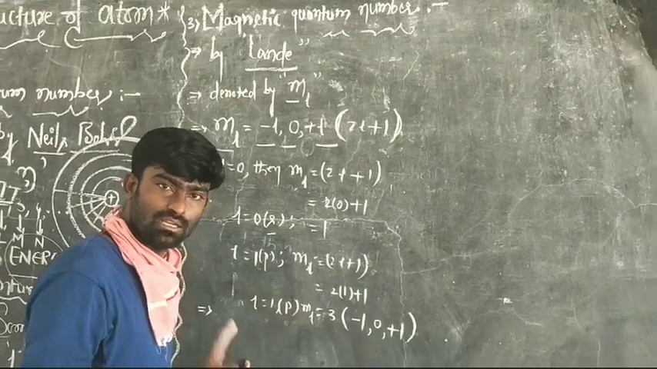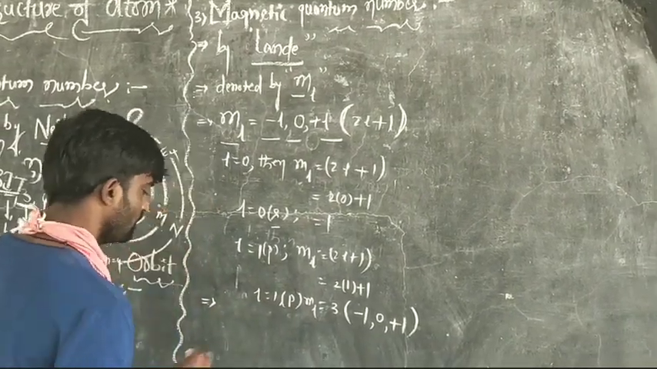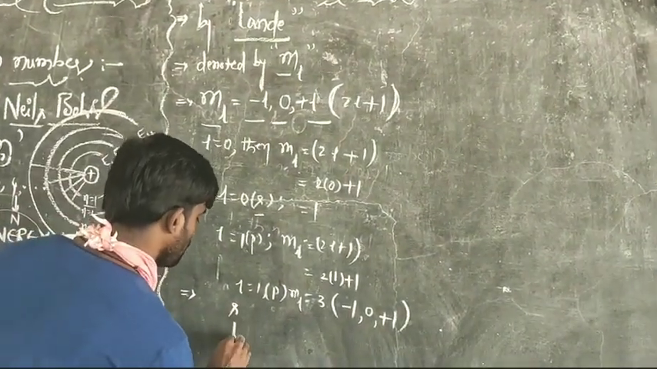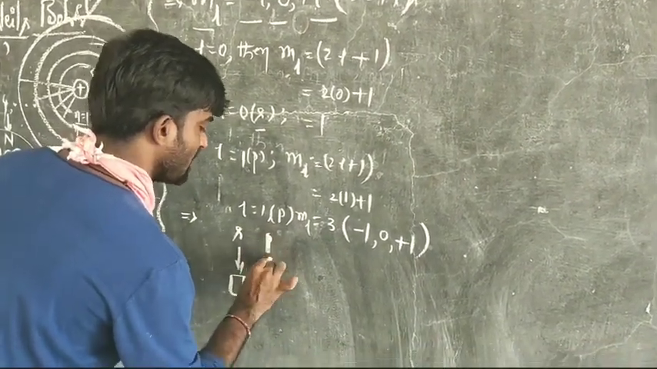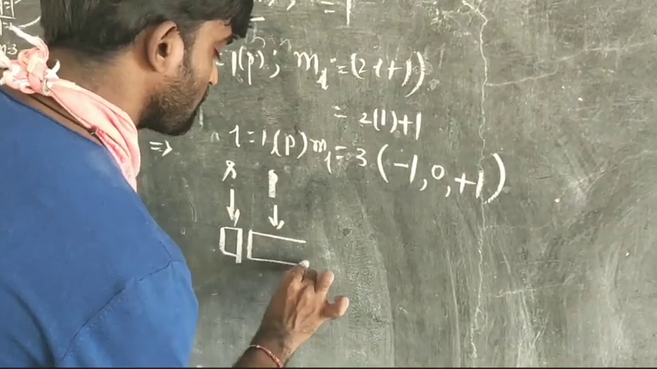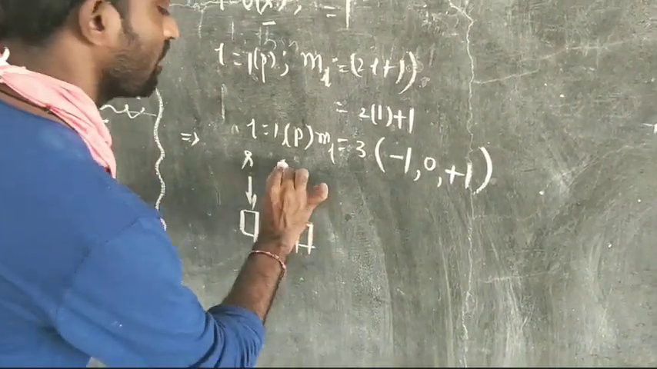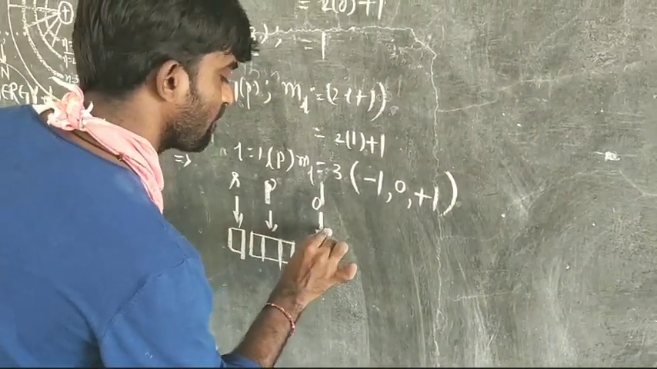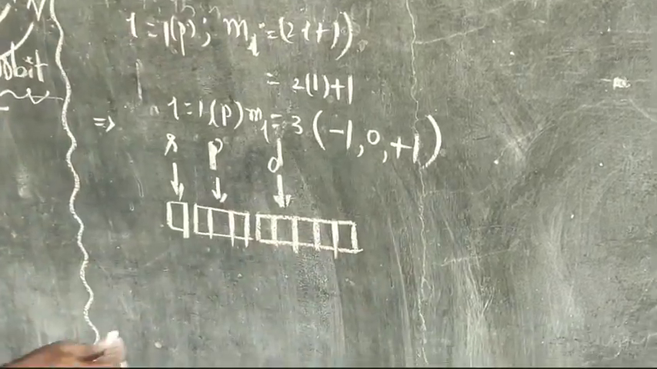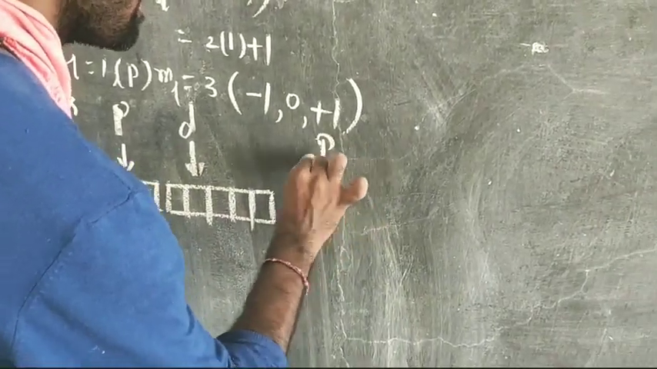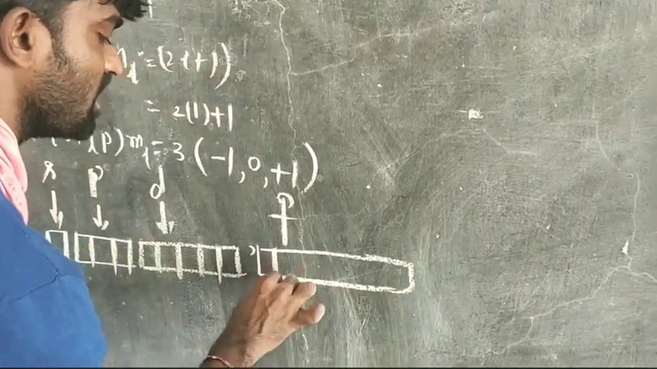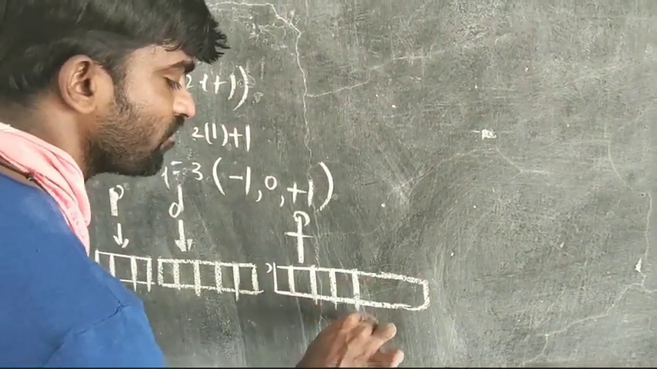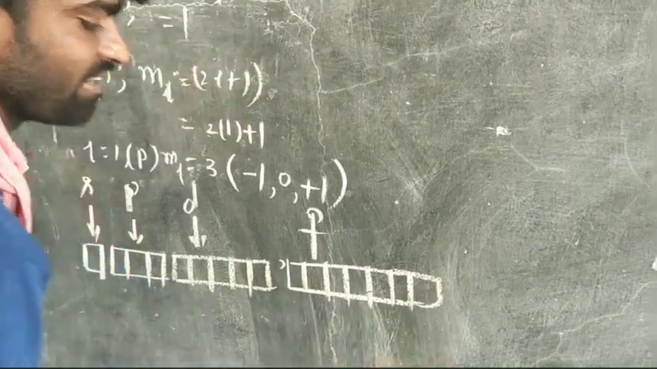S orbital has 1 subshell. P orbital has 3 subshells. D orbital has 5 subshells. Similarly, F orbital will have 7 subshells: 1, 2, 3, 4, 5, 6, 7.